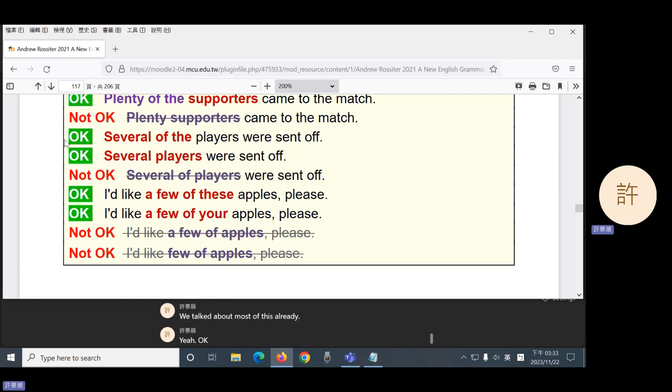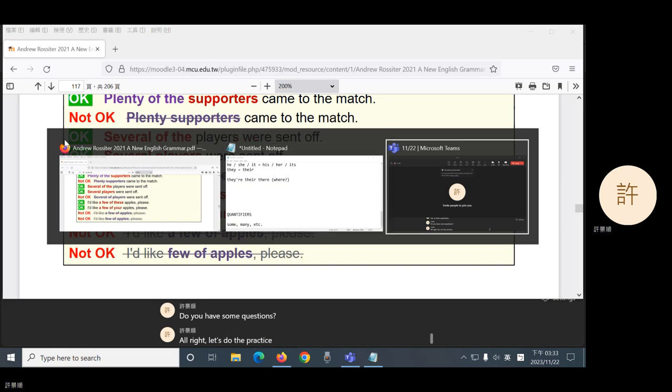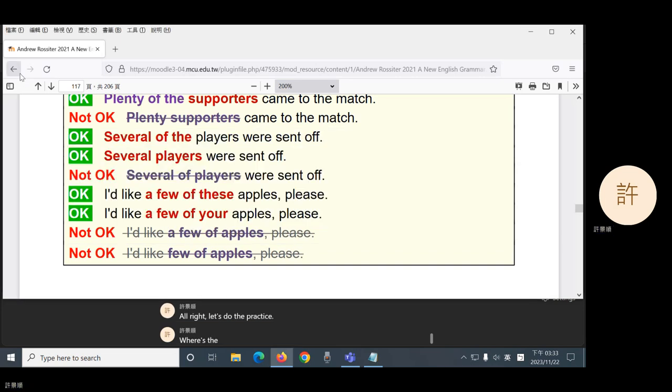Yeah, okay, so that's quantifiers. Do you have some questions? All right, let's do the practice. Where's the practice?